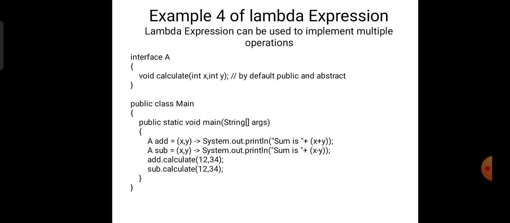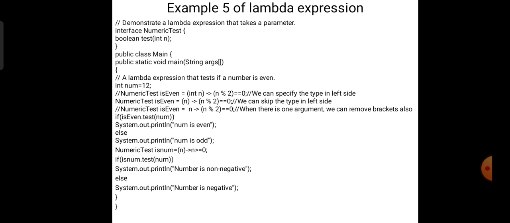We have default, public and abstract methods to be declared in the program. Then we use the fifth example, a lambda expression that takes a parameter, to check whether a given number is odd or even, negative or non-negative. So we can specify the type of the left side values, or skip the type of the left side value, and wherever there is one argument we can remove the brackets also.